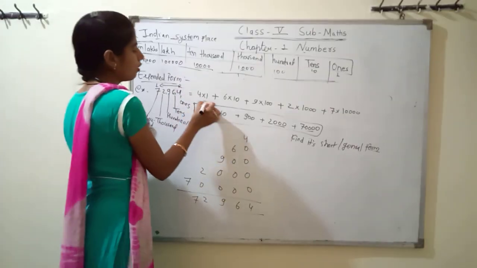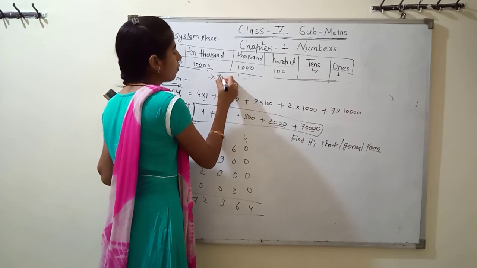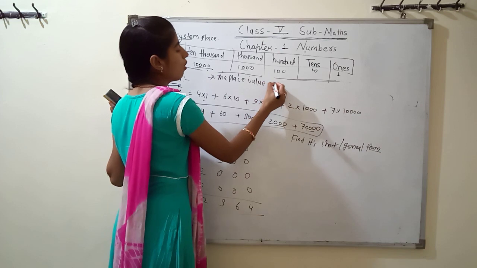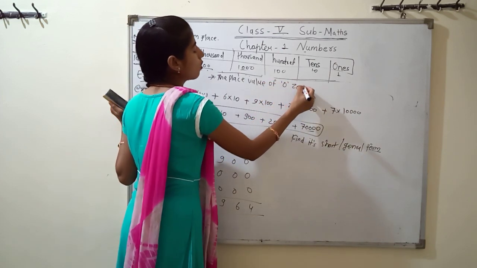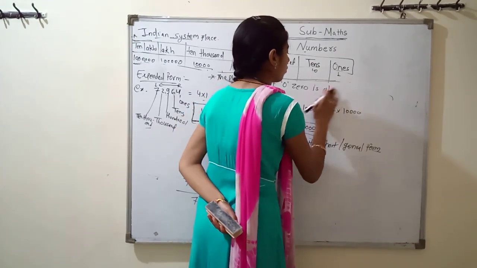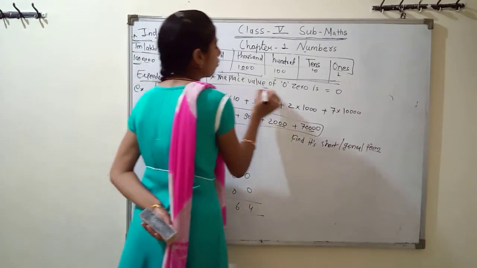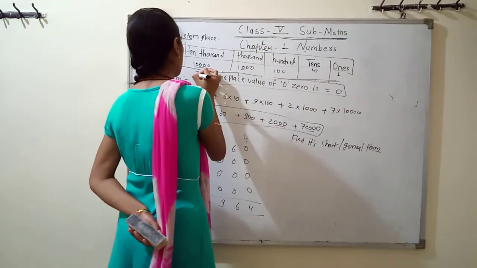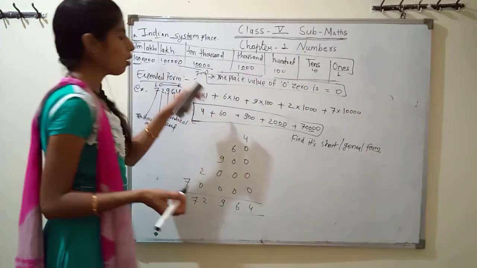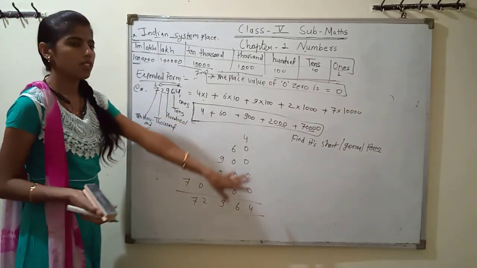That is the expanded form. And one more thing, it's very important: the place value of 0 is always 0. The place value of 0 is always 0. It's very important. And we know that if the place value of 0 is 0, then the exponent form of 0 is also 0. Like that, your exponent form and place value is completed.